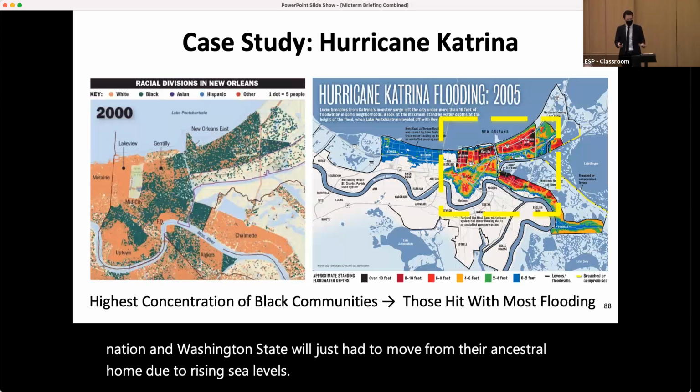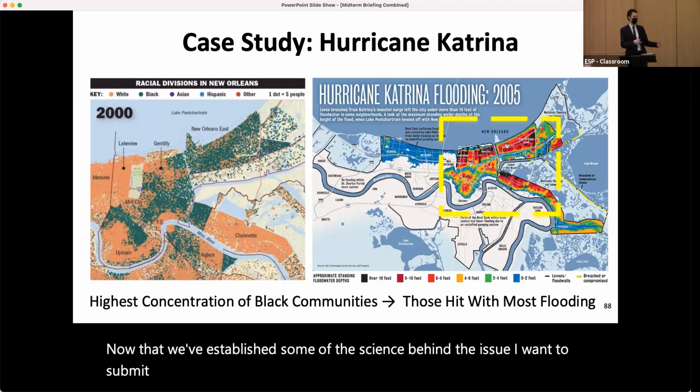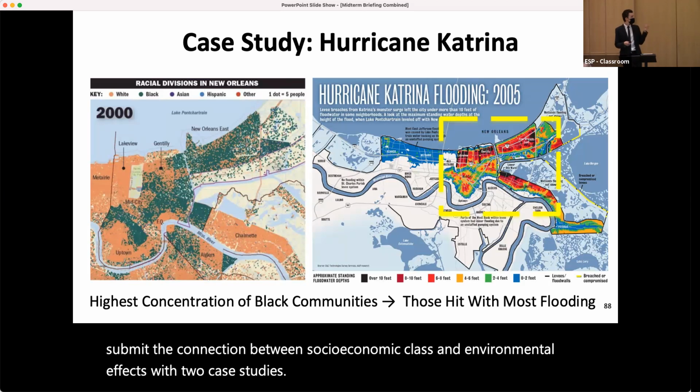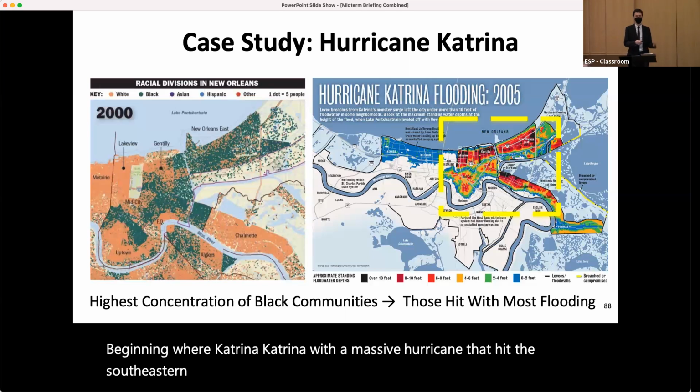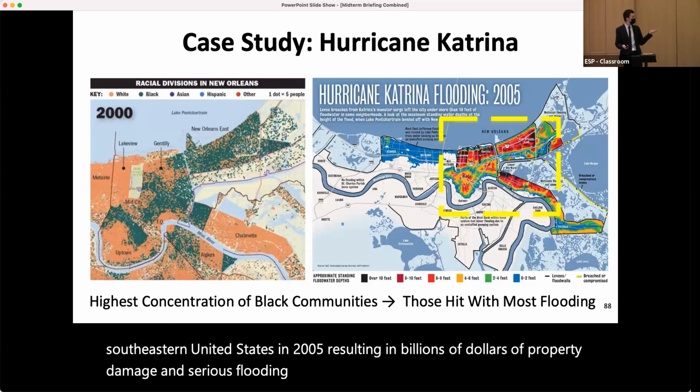Now that we've established some of the science behind the issue, I wanted to cement the connection between socioeconomic class and environmental effects with 2 case studies. Beginning with Katrina. Katrina was a massive hurricane that hit the southeastern United States in 2005, resulting in billions of dollars of property damage and serious flooding in New Orleans.